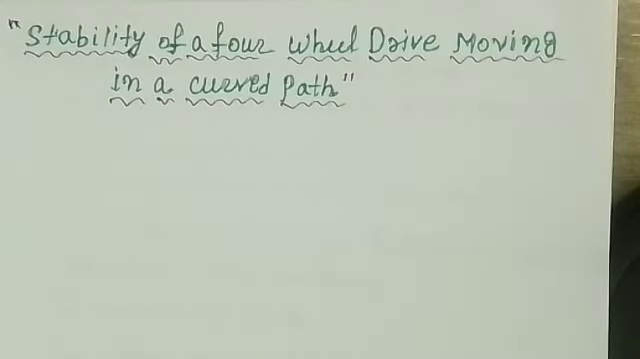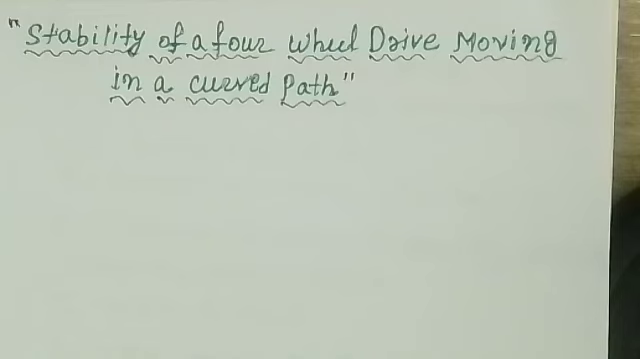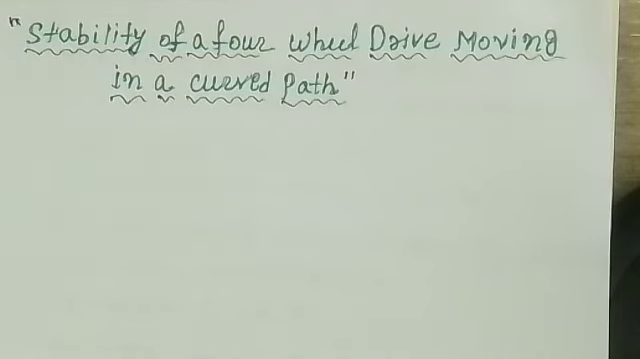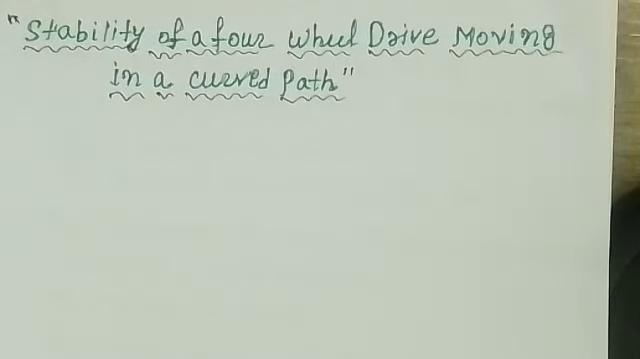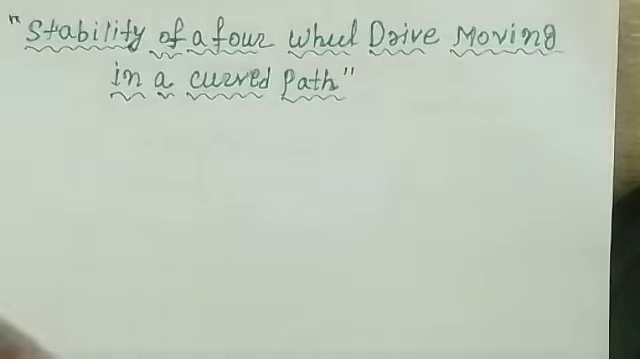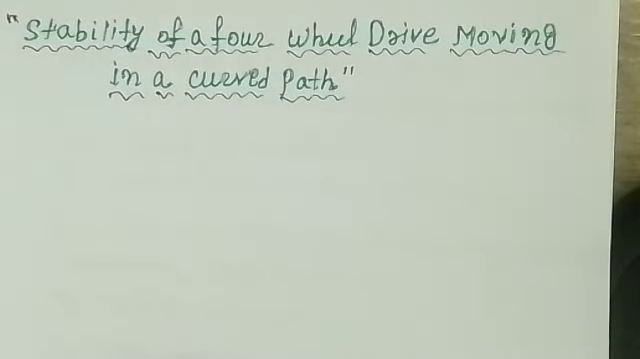Now in this video we are going to learn about the stability of a four-wheel drive moving in a curved path, right? In previous classes we already discussed precessional motion and the gyroscopic couple. Now in this video we will see how the four-wheeler can be stable when it is traveling on a curved path. For that we have to consider a four-wheeler ABCD.